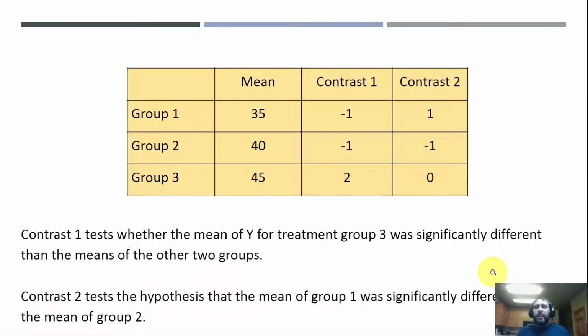So let's look at what contrast 1 and contrast 2 are doing here. Contrast 1 is testing whether the mean of Y for treatment group 3 was significantly different than the means of the other 2 groups. So we're saying, is group 3 different than groups 1 and 2? Contrast 2, on the other hand, tests the hypothesis that the mean of group 1 was significantly different than the mean of group 2, completely ignoring group 3. So we're saying, is group 1 different than group 2 in our contrast 2?